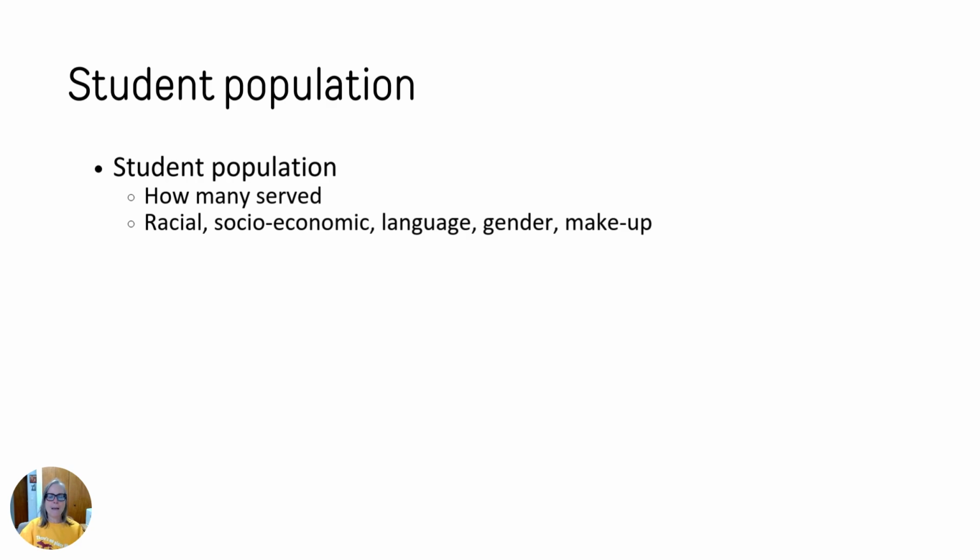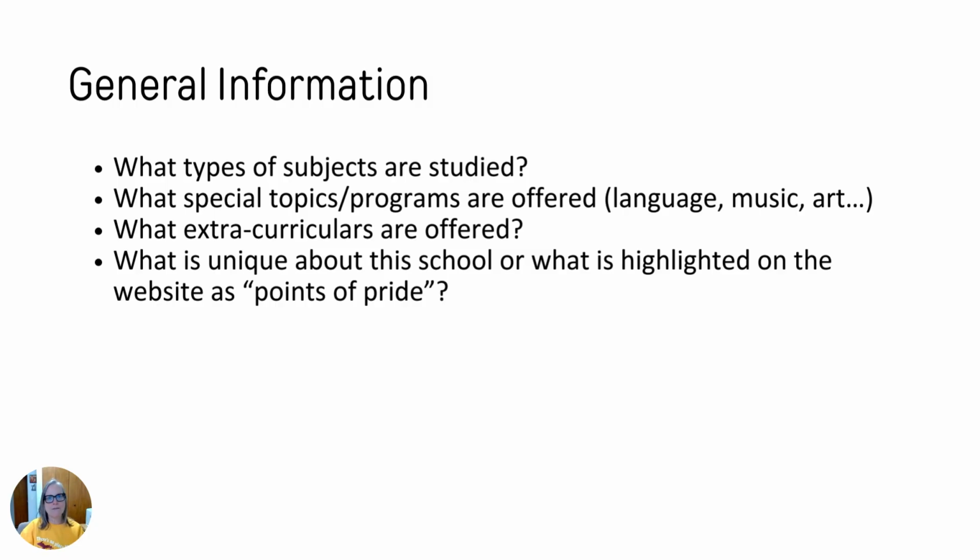Then you're going to look at the student population. And again, this data will be provided on the website. How many students are served and what is the racial, socioeconomic, language, gender makeup of the student population. You can include pictures of graphs and things on that slide, would be my suggestion. And then some more general information about the school. What types of subjects are studied, what special topics or programs are offered, what extracurriculars are offered, if any. What's unique about this school, or what is highlighted on the website as maybe points of pride.